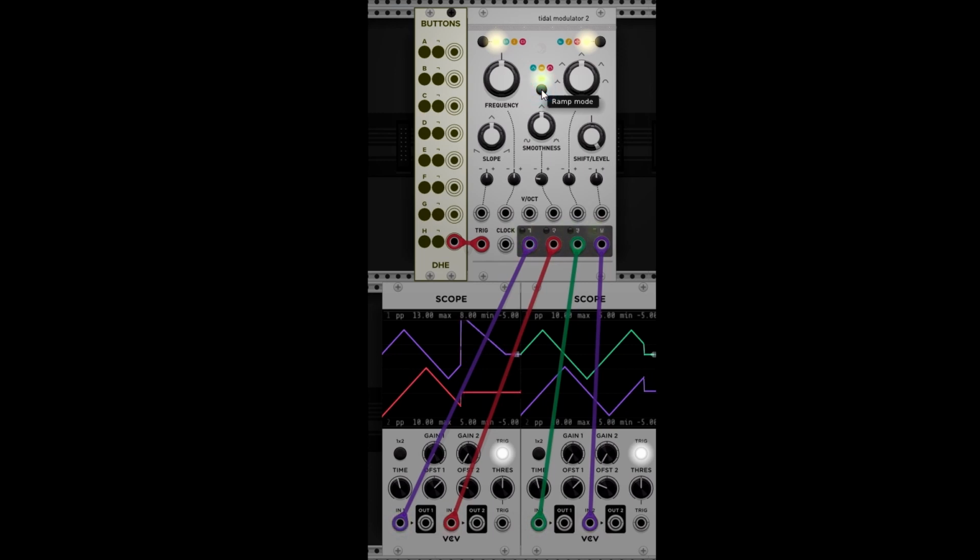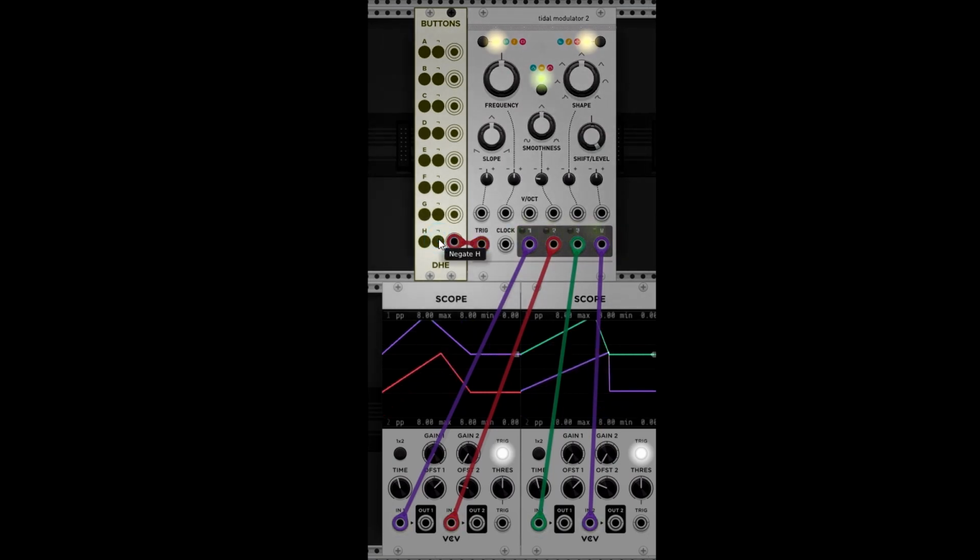But in attack decay mode and in attack sustain release mode, let me switch to this mode. So the envelopes have different slopes. So let me trigger it. You have seen it at the beginning. You see the slopes are different. Put it to the other side and trigger. The slopes are different here.